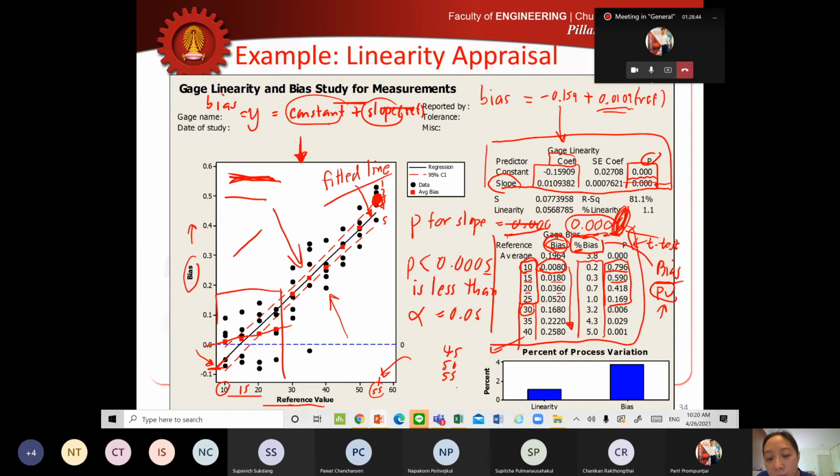but when the reference value is from 30 to 55, because it's increasing, right, the p-value is significant. It's less than 0.05. So this is what you can conclude about the significance of the bias for each reference value. And when it's significant, you can take a look at the percentage of the bias here.